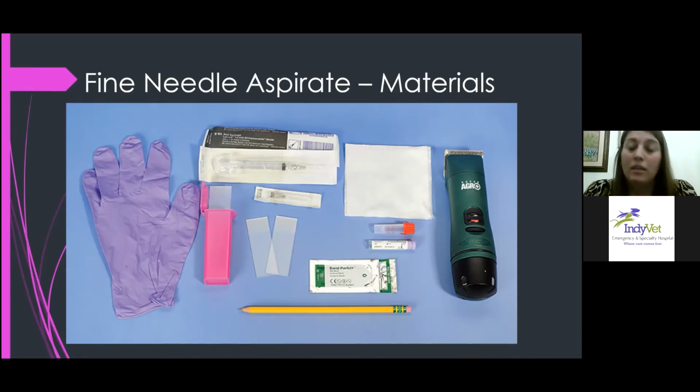An EDTA tube for any fluid that might be in the mass itself. 5 or 6 mil syringes, get a couple of them, using 20 to 22 gauge needles, new glass slides with a frosted edge and a pencil to label, a slide box, and gloves.